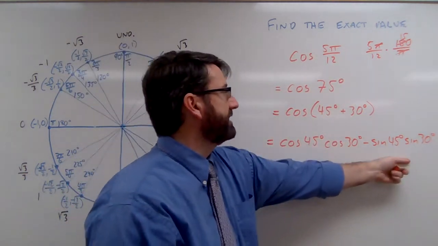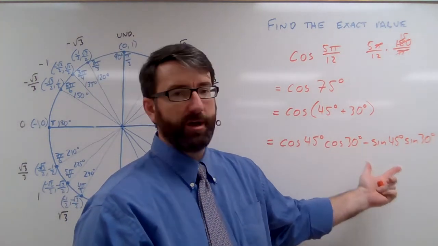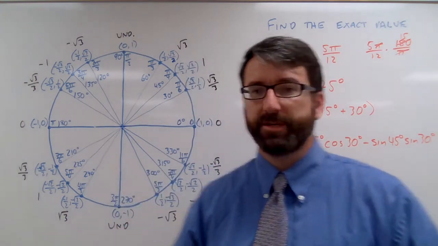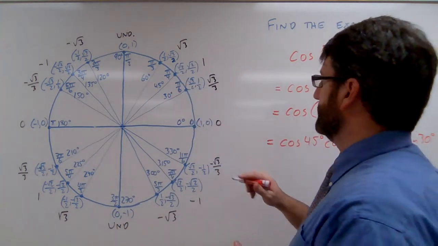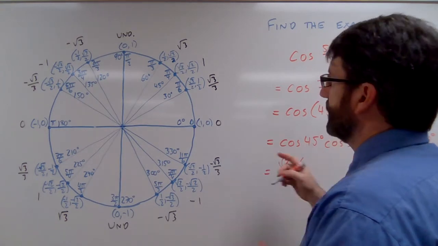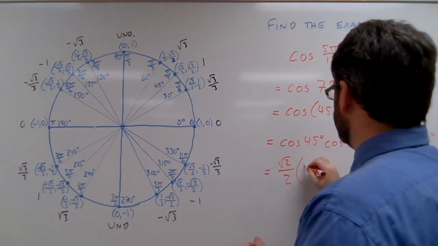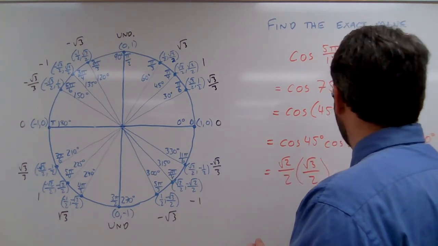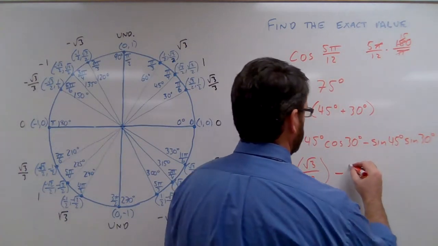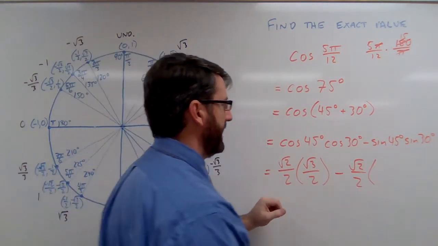All right, now we've got this written out as an expression in terms of angles that are on our unit circle. So we can fill these in. The cosine of 45 degrees is square root of 2 over 2. And the cosine of 30 degrees is the square root of 3 over 2. Minus the sine of 45 degrees is also square root of 2 over 2. And the sine of 30 degrees is 1/2.